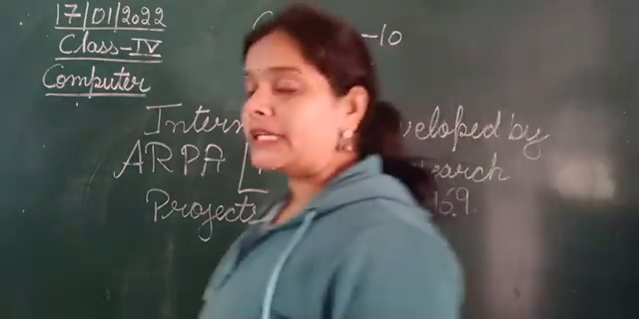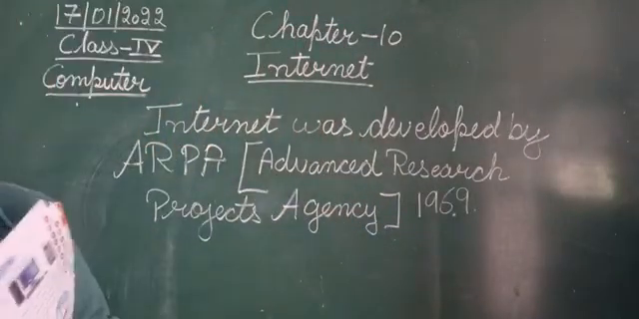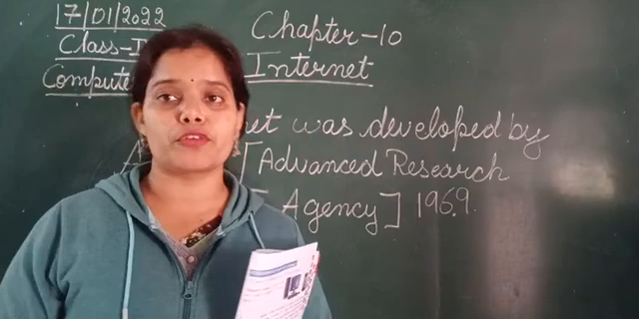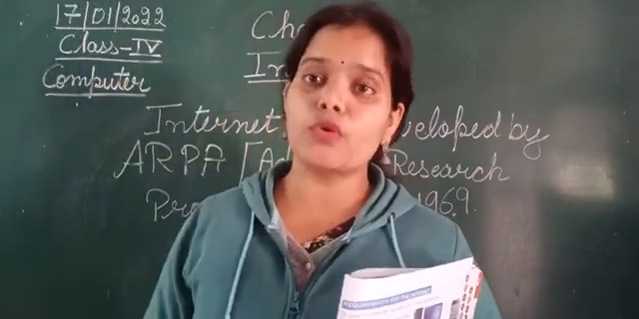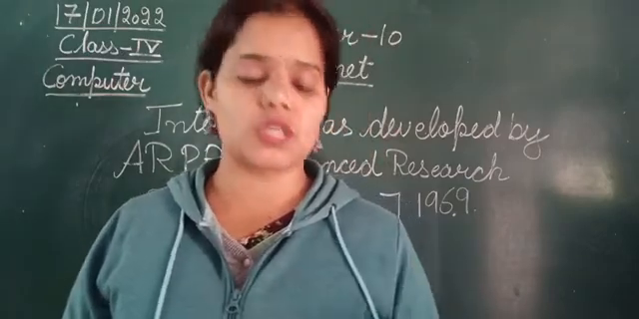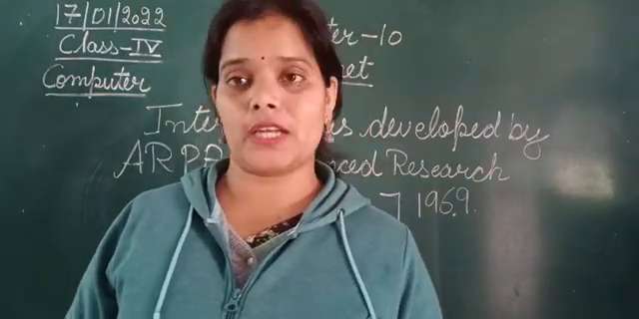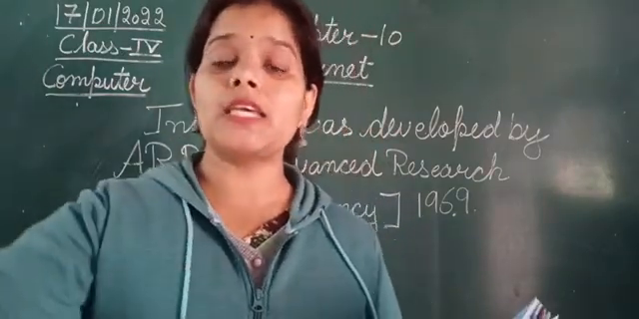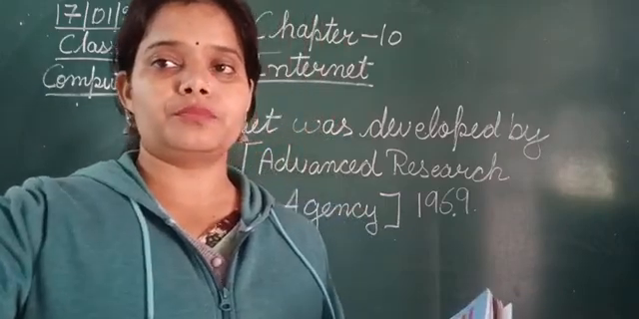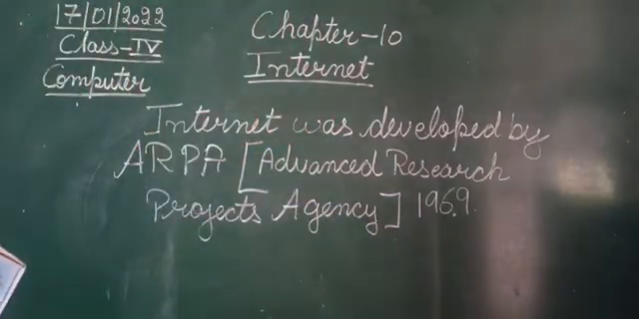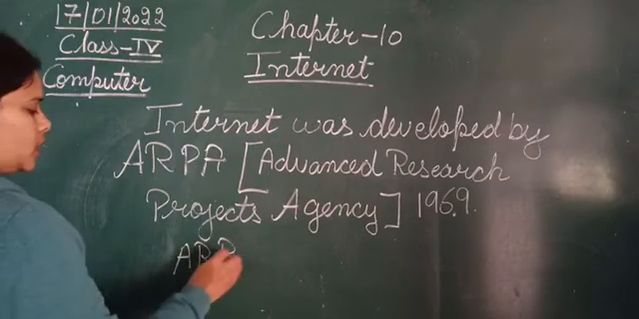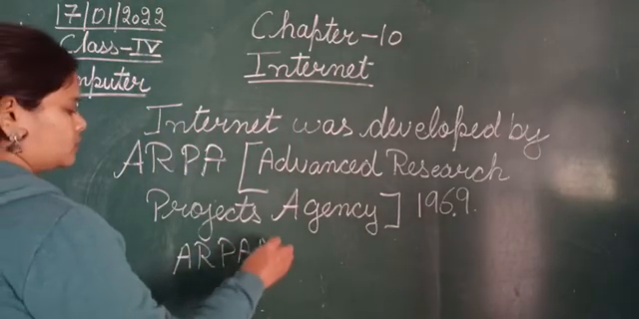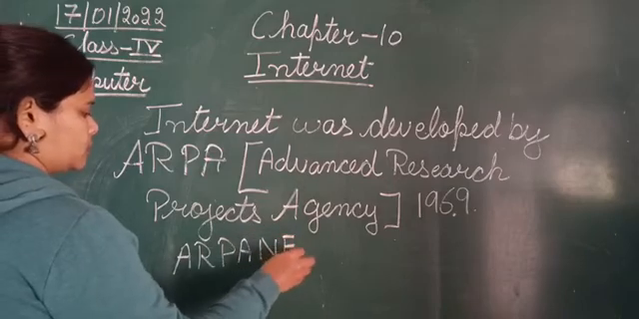and earlier the internet, which now in short form we call net. Okay, the complete name is internet, but before the term internet was introduced, it was known as the ARPANET. So write down: earlier internet was known as the ARPANET.